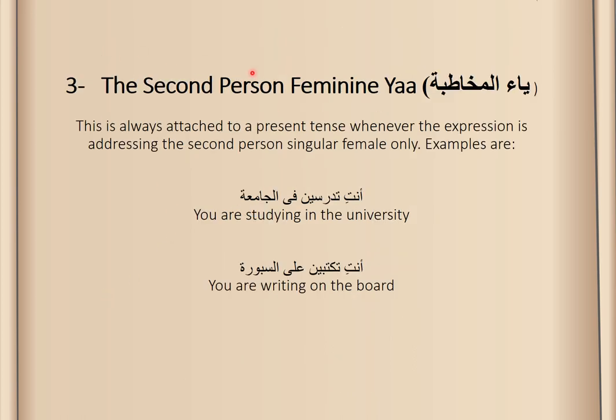3. The second person feminine, ياء المخاطبة. This is always attached to a present tense whenever the expression is addressing the second person singular female only. Examples are أنتِ تدرسين في الجامعة. You're studying in the university. أنتِ تكتبين على السبورة. You're writing on the board. The أفعال الخمسة here are تدرسين and تكتبين. The reason why they're أفعال الخمسة is because ياء and noon are attached to their end, which is for second person feminine.